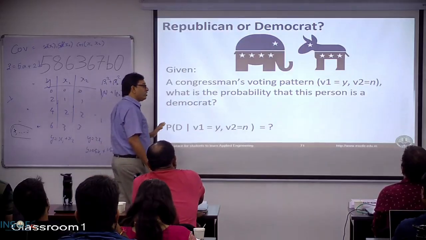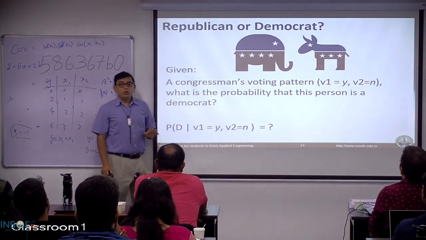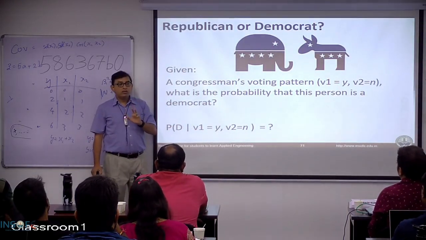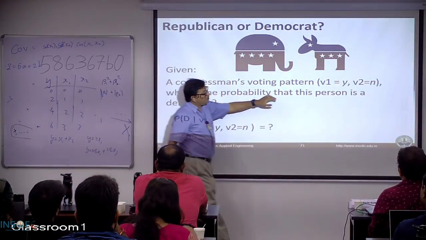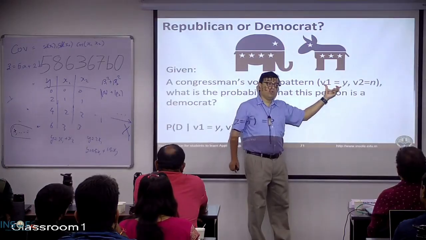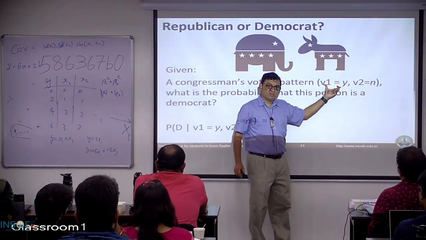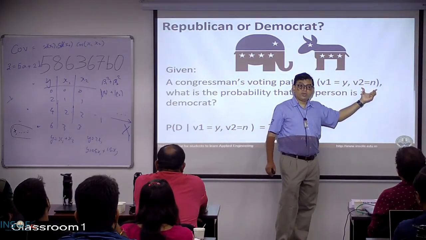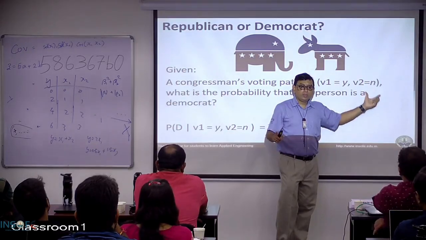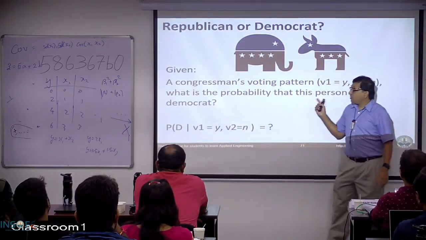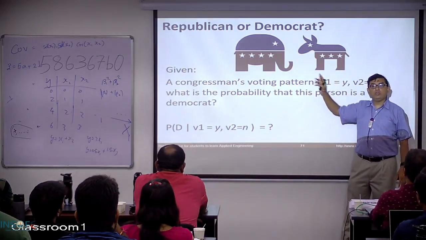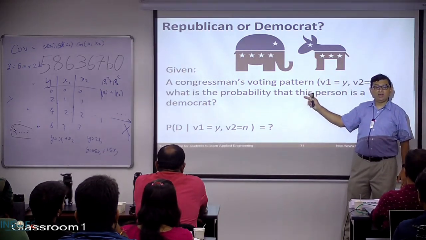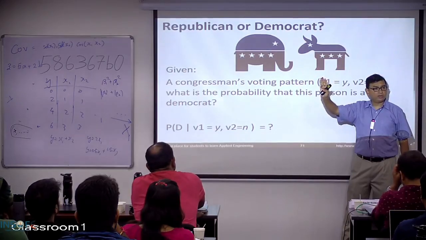The question that you are trying to address is, suppose it's given to you that one particular congressman voted in the first vote as yes, and in the second vote as no, then what is the probability that that guy was a Democrat is the question. Can you look at the voting patterns and identify whether he was a Democrat or Republican? Do you think that's possible?